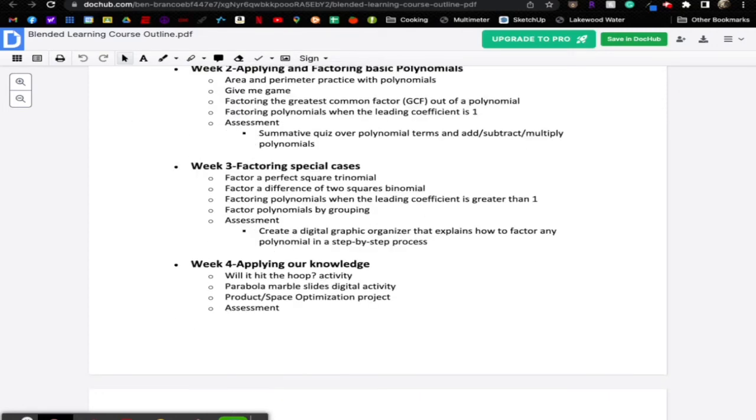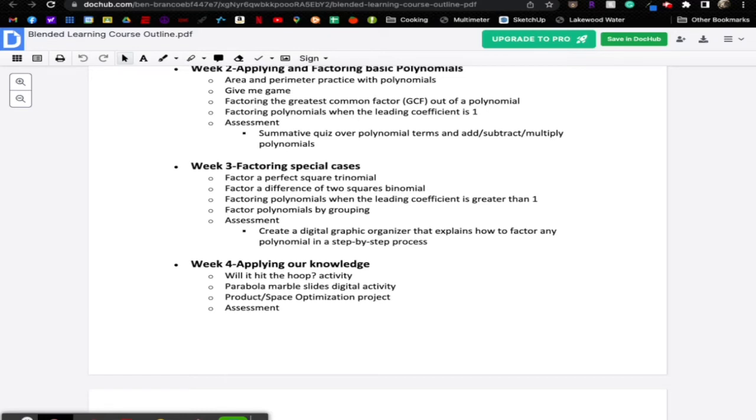In the third week, we complete the hardest material of factoring special case polynomials, and we finish out this week by creating a graphic organizer, a flowchart for how to factor polynomials. Students will then use this digital flowchart for the remainder of the unit, tinkering with it as necessary to better suit their needs.